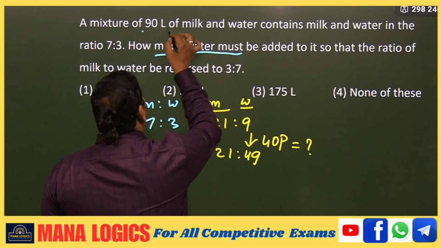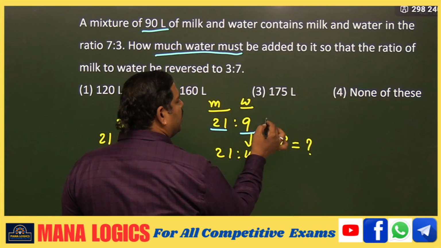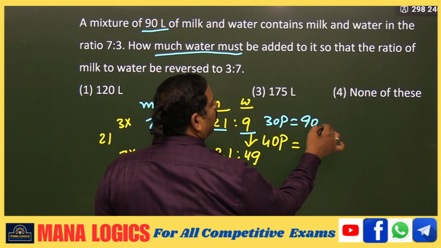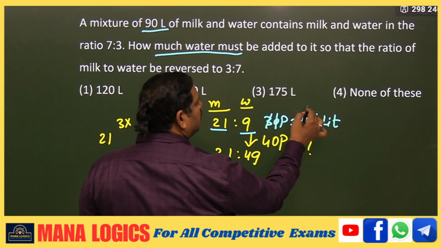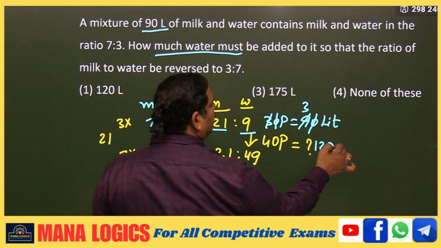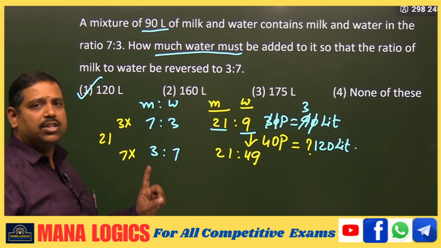We know that initially we have 90 liters. Initially, this is milk and this is water. 21 parts plus 9 parts, the mixture is 30 parts, equal to the 90 liters he specified. 3 ones are 3, 3 threes are 9. So 1 part is 3 liters, and 40 parts means 40 threes, which is 120 liters. So how many liters of water should be added? 120 liters, that is the first option.